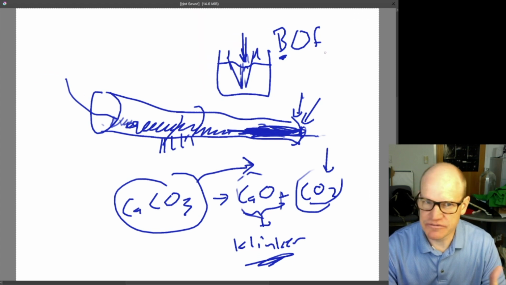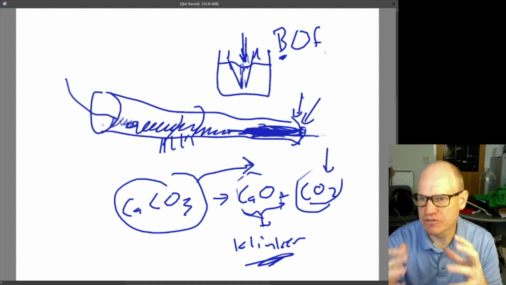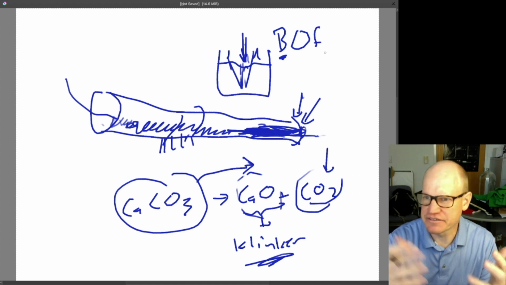So these are some examples of the kinds of sources of carbon emissions that don't come directly from the burning of the fossil fuel, but are a byproduct of the chemistry that you're doing.